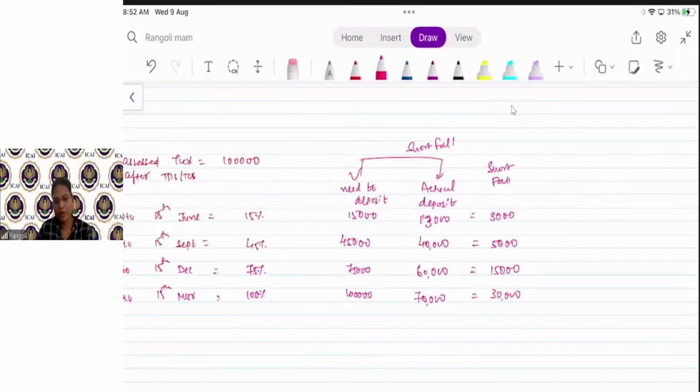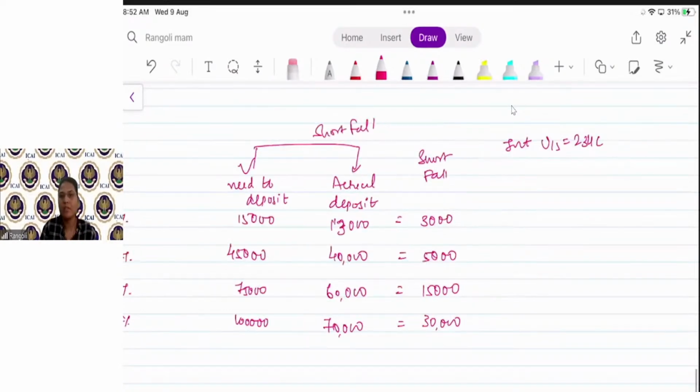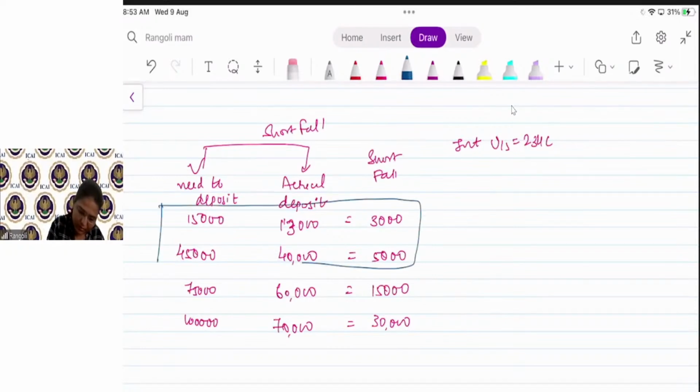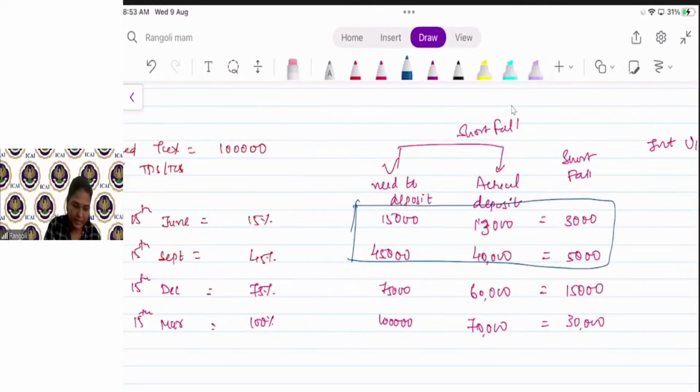Now, on this shortfall, I have to pay interest under section 234C, 1% per month. But here, for first 2 quarters, the government has provided relaxation that instead of 15%, if you have deposited 12%, then for first quarter, interest under section 234C is not leviable.